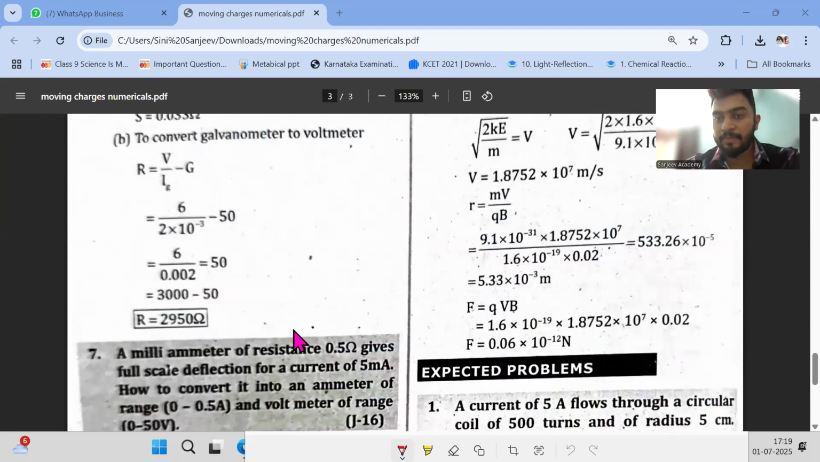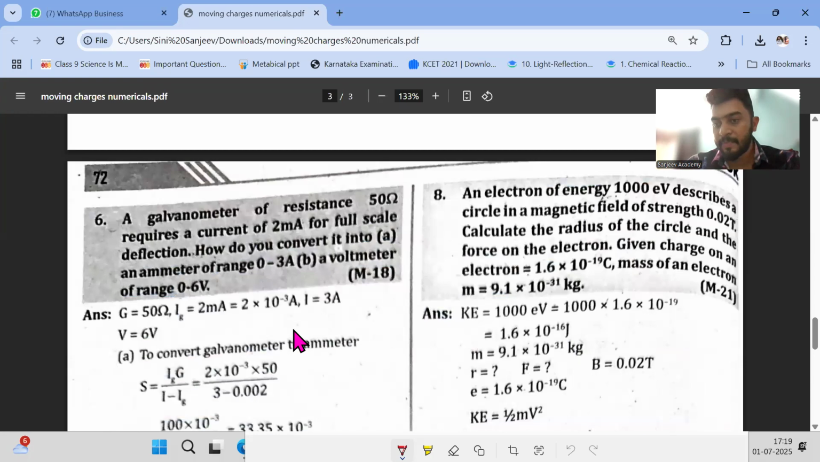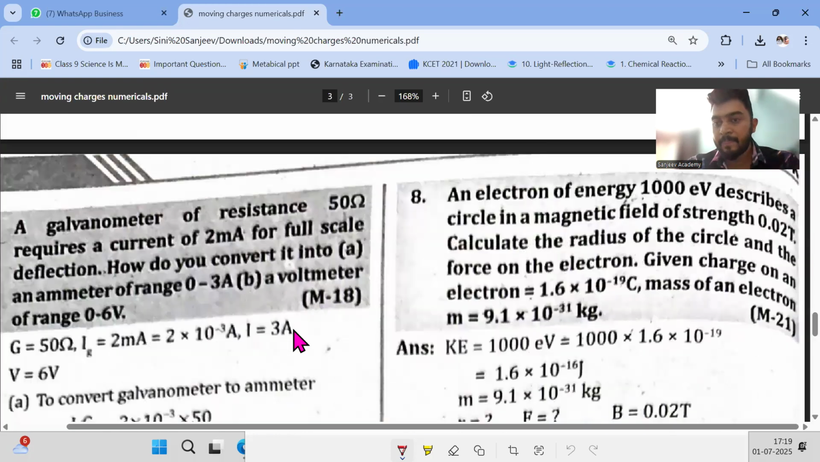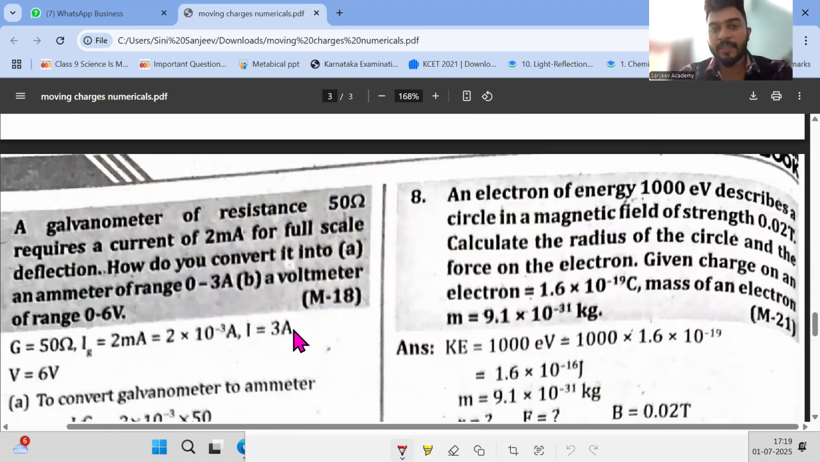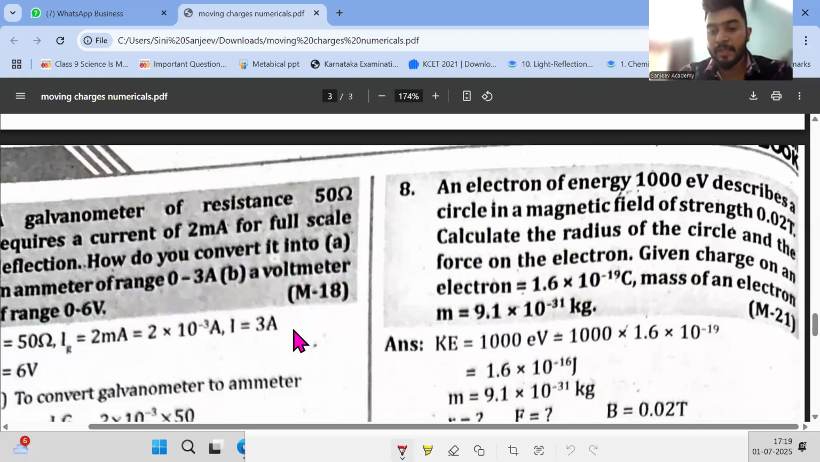Okay, then let me take this question now. The prerequisite of this is you have to know the galvanometer derivation, that is how to convert to an ammeter and voltmeter. Then only you'll be able to understand.